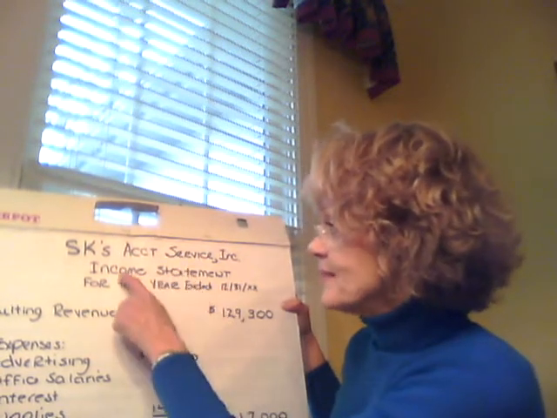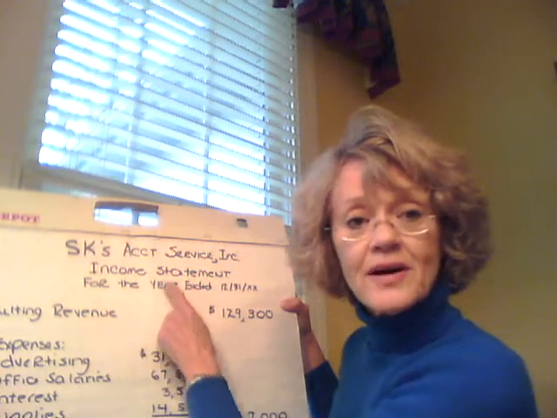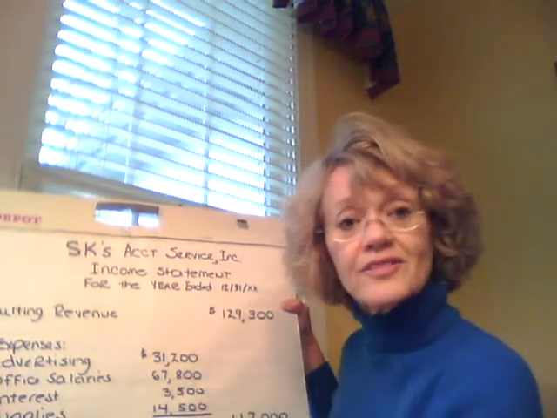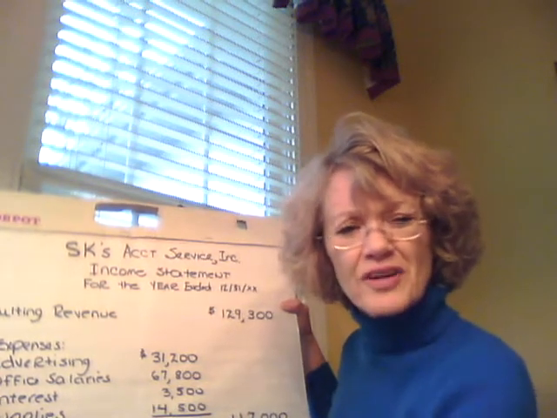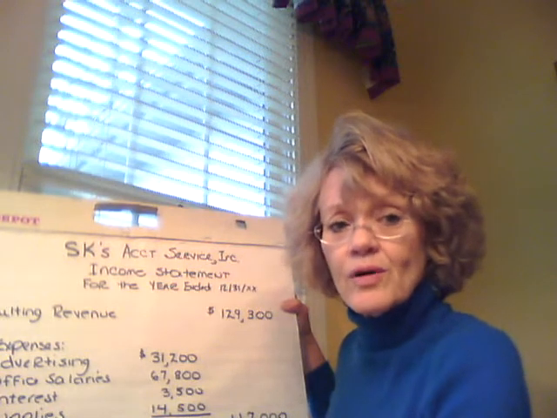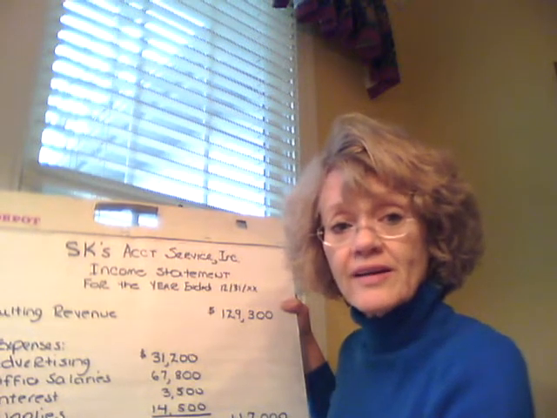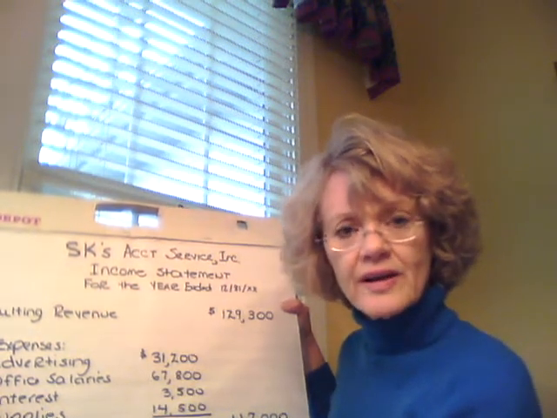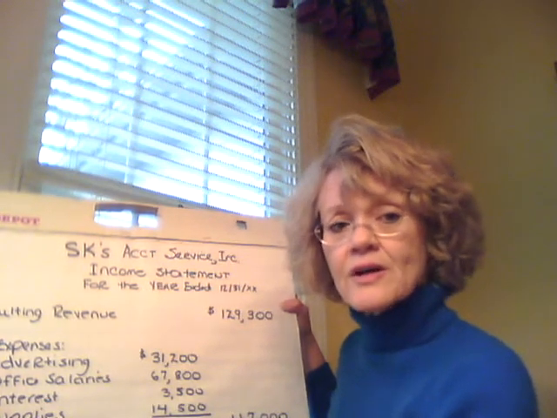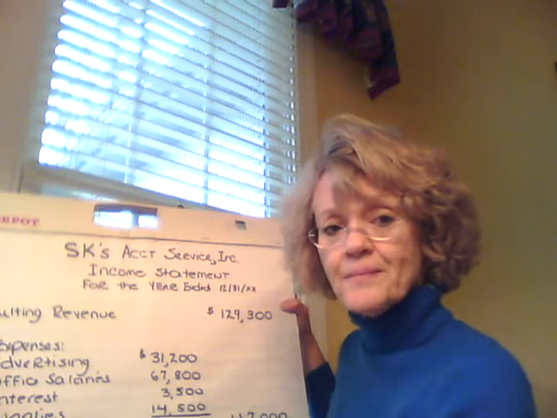This is the business name. This is the name of the statement. And here, critical, the date line. If you left the date line off and you picked up a statement, you wouldn't know what you were reading. We're reading for the whole year ended 12/31, whatever year it is. That's very critical and very different from the balance sheet. So that's the first step.